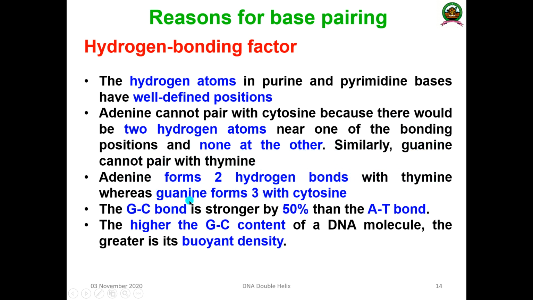Thus, the GC bond is about 50% stronger than the AT bond. The higher the GC content of the DNA molecule, the higher the buoyant density of the DNA will be. If the GC content is high, the density also will be high. So that is the important thing.